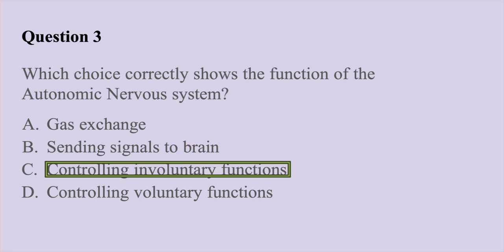Next, we have sending signals to the brain. This is a pretty broad part of the nervous system as a whole. It doesn't pertain specifically to the ANS. And then D says controlling voluntary functions. This is a function of the somatic nervous system. So the correct answer would be controlling involuntary functions, which is an action that we don't have control over, such as digestion, breathing, things like that.